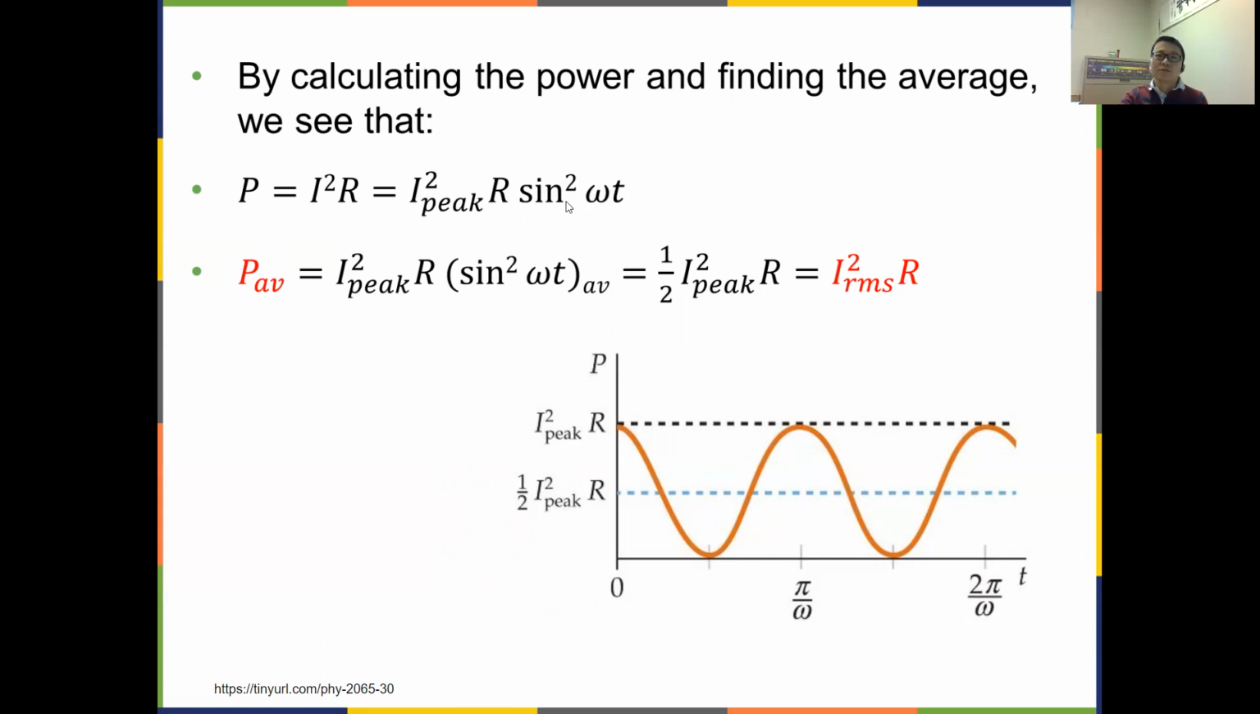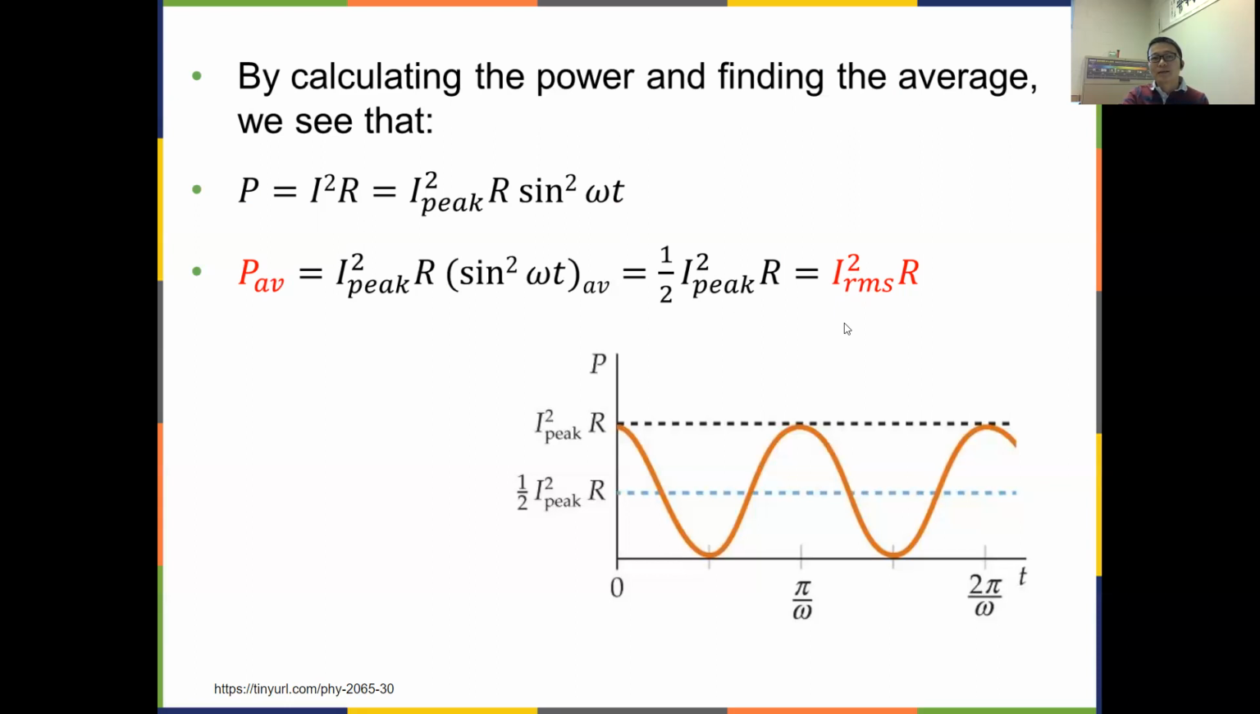The average of this sine squared will be equal to 1/2 of the maximum, okay? The maximum of sine is 1, so the average of sine squared is just 1/2. So you get 1/2 I peak squared. And 1/2 of the peak value squared is equal to the root mean square squared, okay? So it's equal to I root mean square squared times R. So P average is still equal to I squared times R, but instead of using I, you use the root mean square of I, okay?